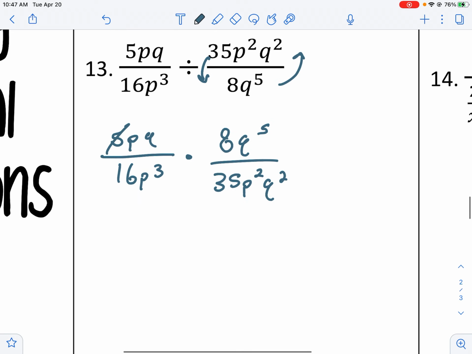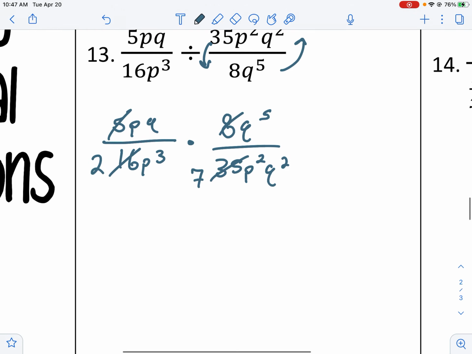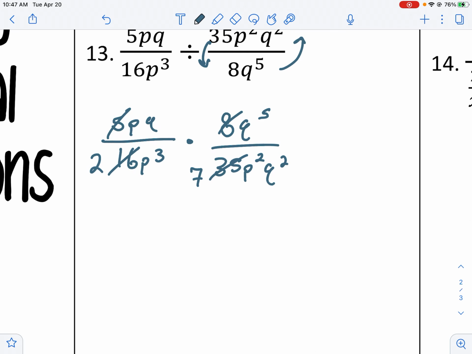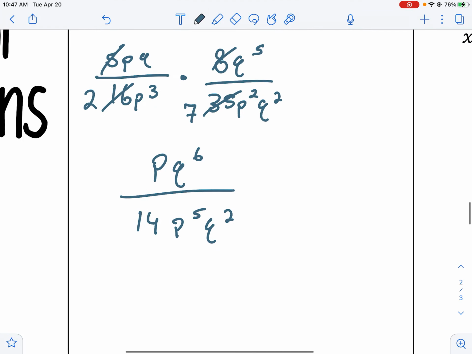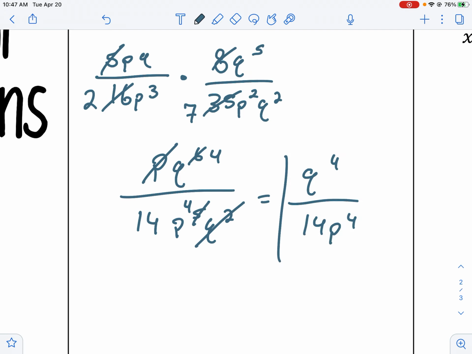All right, I like to cancel my numbers first, so 5 and 35 makes 7, 8 and 16 makes 2 down here. So then that's pq to the sixth in the top. In the bottom we have 14, p cubed and p squared makes p to the fifth, q squared. So this p cancels with 1p here, and that becomes a 4. Q to the 6 and q to the 2, those are gone. You minus 2 from here gives you 4. So q to the fourth power over 14p to the fourth power. And then we're done.